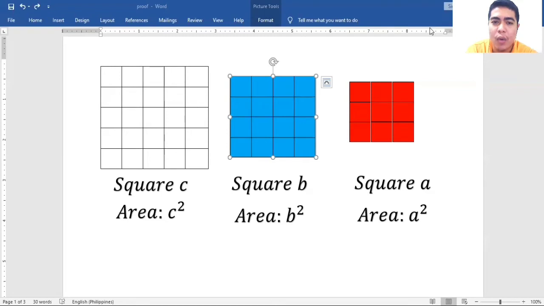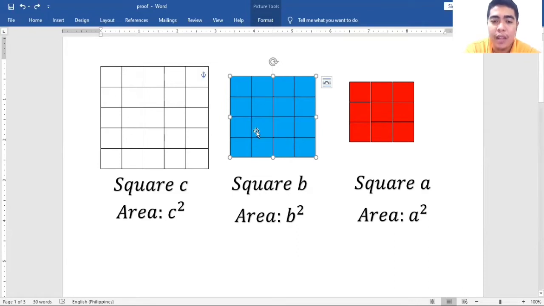But before we proceed to our lesson proper, let's first derive the Pythagorean theorem. I have here an activity. We have 3 squares: square A, square B, and square C. If the side lengths of each square are A, B, and C, obviously, the areas of the squares are A squared, B squared, and C squared. Now, the activity will be something like this.